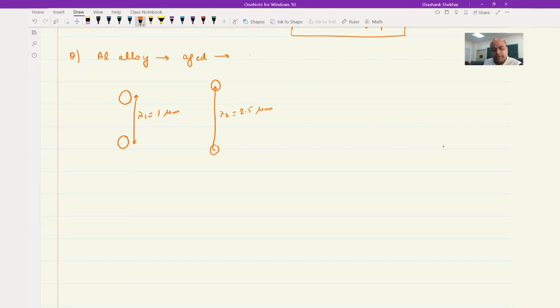Okay, so you have aged it and the average distance between the particles, the precipitates, has increased from 1 micrometer to 2.5 micrometer, and the strength corresponding to this was, suppose, tau 1 as again 100 MPa. So you have to figure out what tau 2 is going to be. Here you are assuming that dislocations are going to bypass the precipitates. The previous one was related to cutting. This problem is related to bypassing.